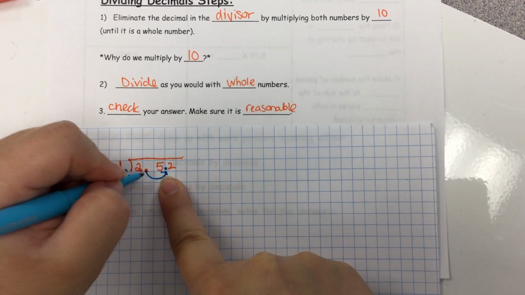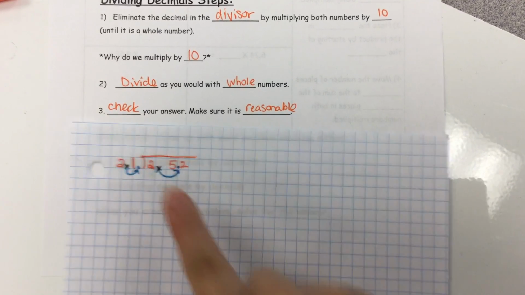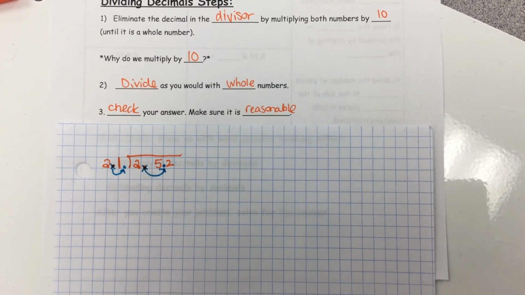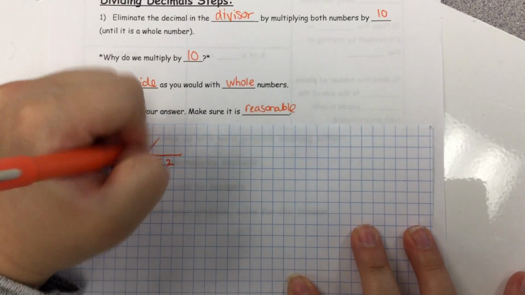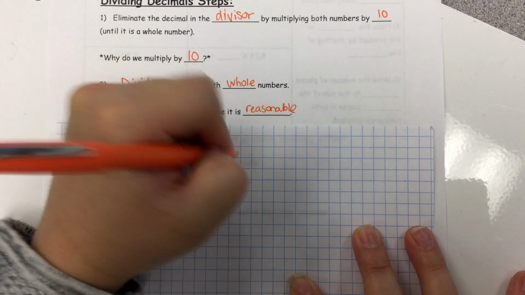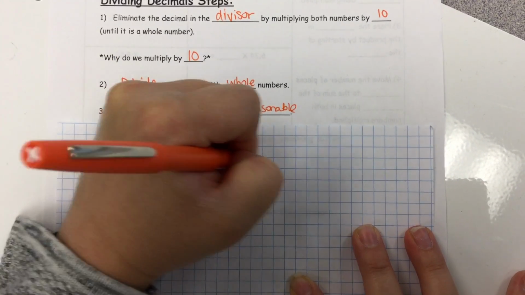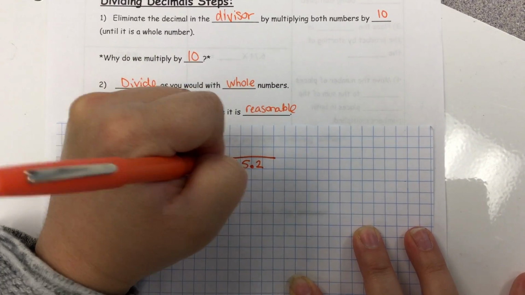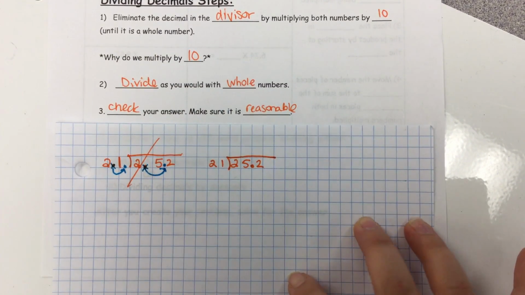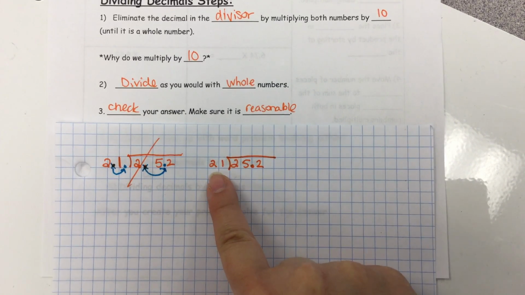So I need to move the decimal over here and I can get rid of the original decimal. So if I was to rewrite this problem now, it would look something like 25.2 divided by 21, okay? So now we need to just divide normally.